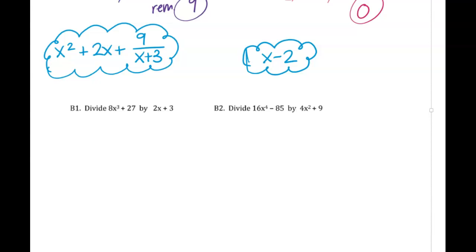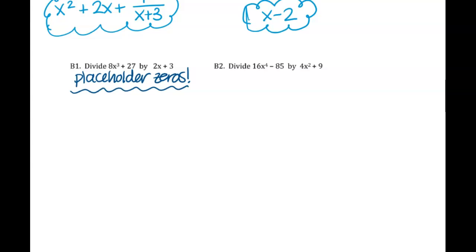So 8x cubed plus 27 divided by 2x plus 3. You need placeholder zeros. Meaning, if you see 8x cubed plus 27, we don't have an x squared or an x term, but we need to put a place for one since we're dividing. So we will do 8x cubed plus 0x squared plus 0x, because there's no x squared or x term, we need places, plus 27 divided by 2x plus 3.